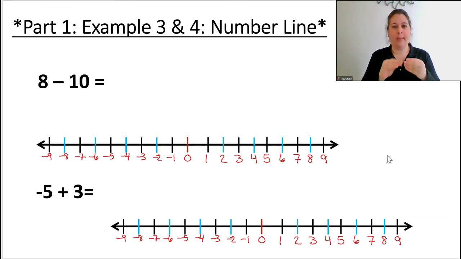I don't really know what that is. I know what 10 minus 8 is. That's 2, but that's not the problem. The problem is saying 8 minus 10. So let's see what the number line says.